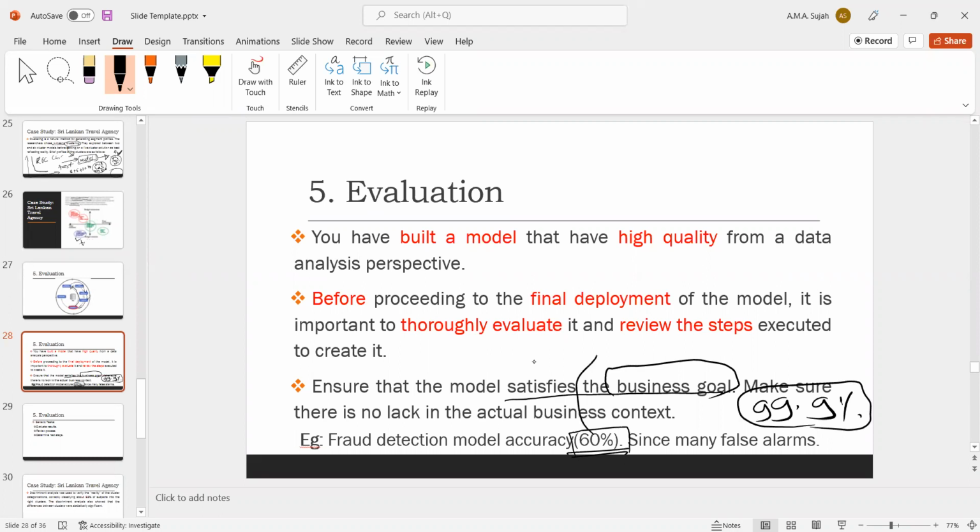What will happen if you apply the 60% accurate model? Every time it will create false alarms. Am I correct? Sometimes an authorized person is making a transaction, and because of the accuracy of the model, it will give false alarms. So what will happen? It causes problems to the customers. Customer dissatisfaction happens. So you need to re-evaluate your system or project and try to increase the accuracy of the model.